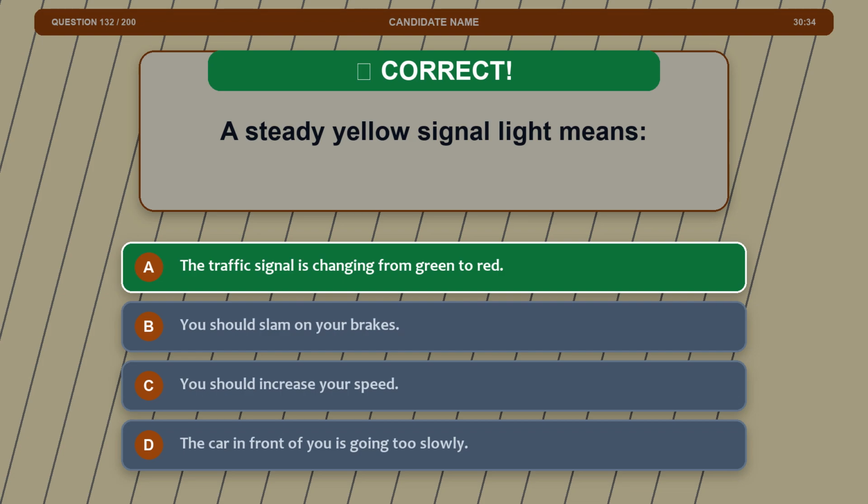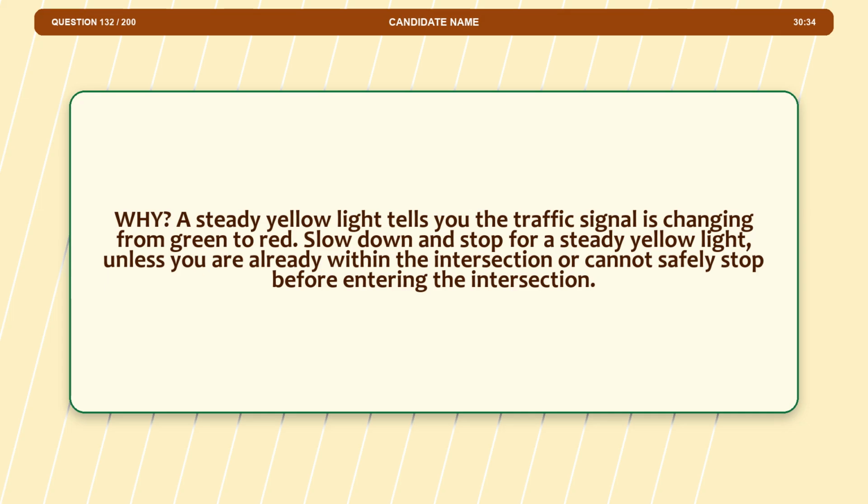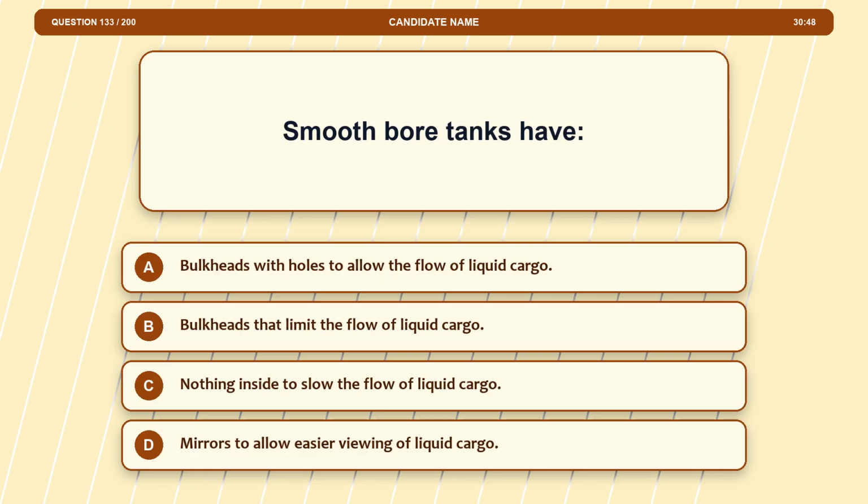The correct answer is option A. The traffic signal is changing from green to red. Explanation. A steady yellow light tells you the traffic signal is changing from green to red. Slow down and stop for a steady yellow light unless you are already within the intersection or cannot safely stop before entering the intersection.